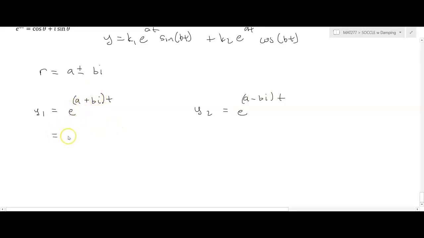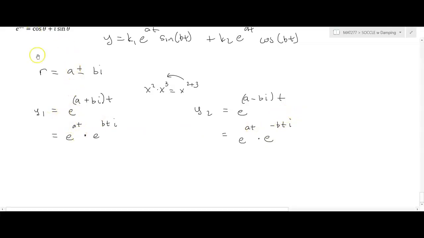Now using properties of exponents, I can break this up into e to the at times e to the bti. So distribute the t in, you get at and then bti. By property of exponents, we know that if you have common bases, you can add their exponents, but you can also work backwards and split it back up into two factors, which is what we're doing here. I'll do this in tandem because this is going to be the same process, except this will be e to the at times e to the negative bti.